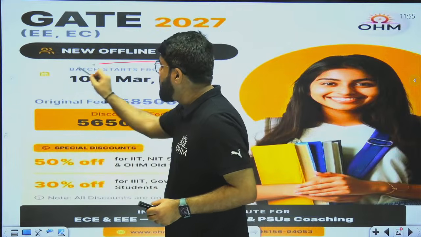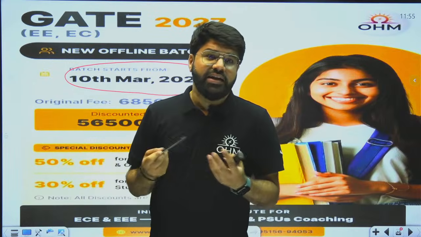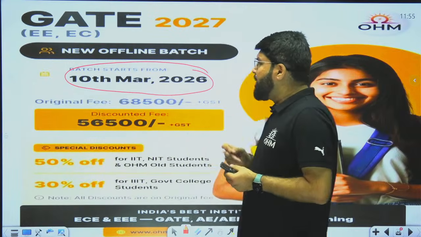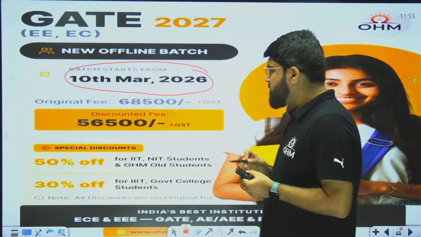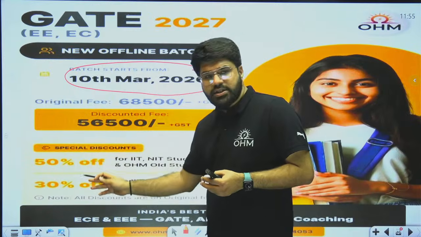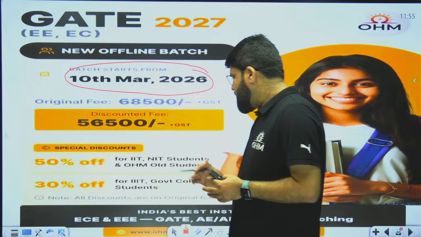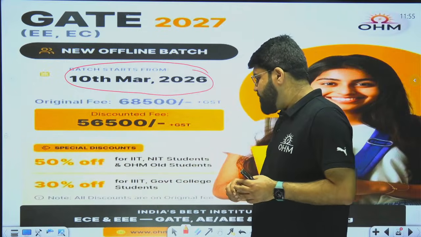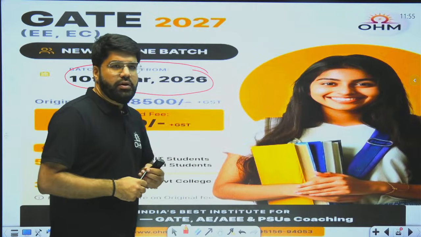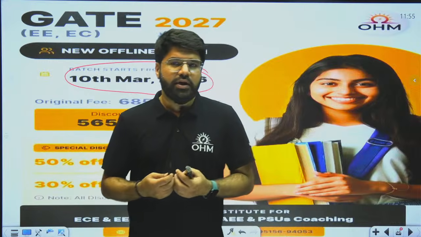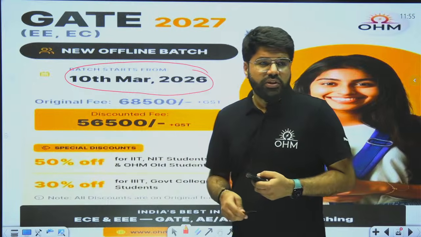If you have decided, don't delay, because the earlier you join, the earlier you complete the syllabus, and the more time you get for revision and test series. The batch starts from 10th March, and the current discounted fee is 56,500. Of course, there are special discounts for NIT, IIT or old OHM students, and also for triple IT and government college students, very clearly mentioned here. You can take the benefit and walk down to our Hyderabad center located at Kothapet. I'll share the address also. The batch is available for both EC and EE.